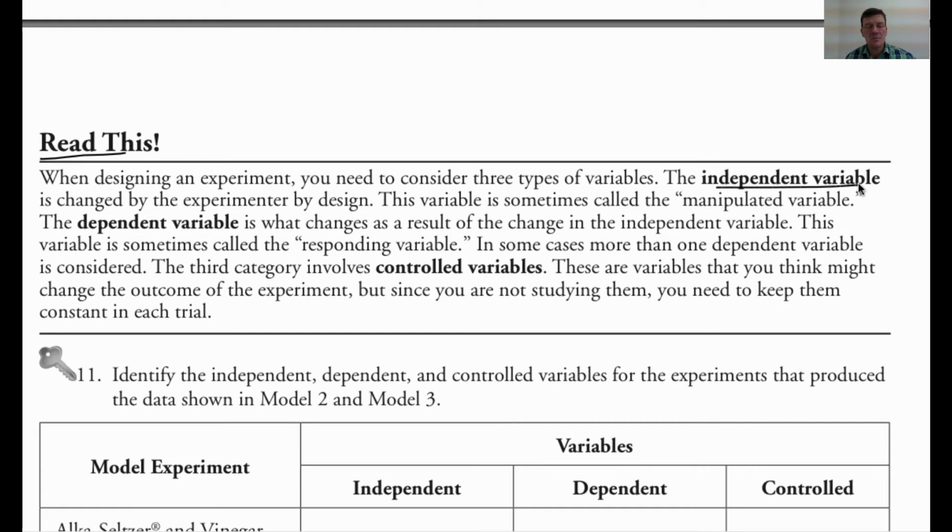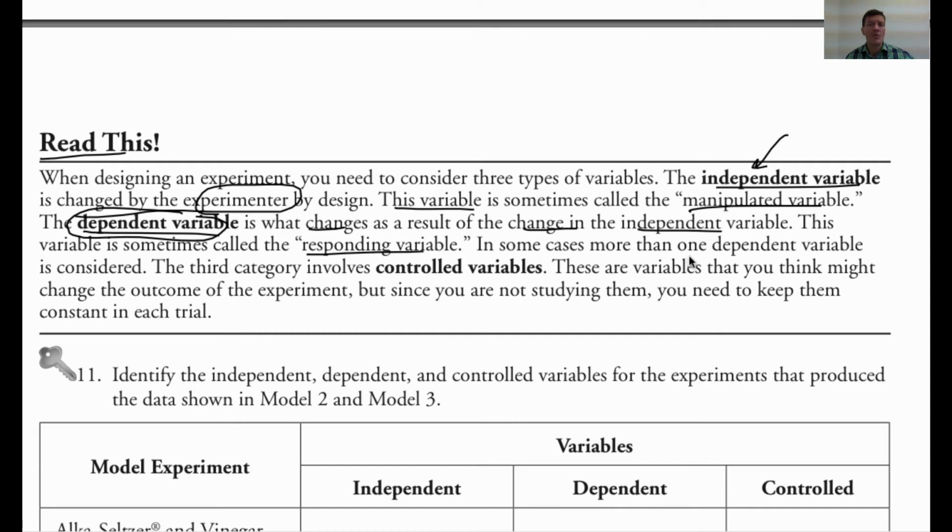The independent variable is changed by the experimenter. That's your choice. This variable is sometimes called the manipulated variable. We're going to refer to it as the independent variable. The dependent variable is what changes as a result of the change that you made, meaning the change in the independent variable. This variable is sometimes called the responding variable. We're going to be calling it the dependent variable.